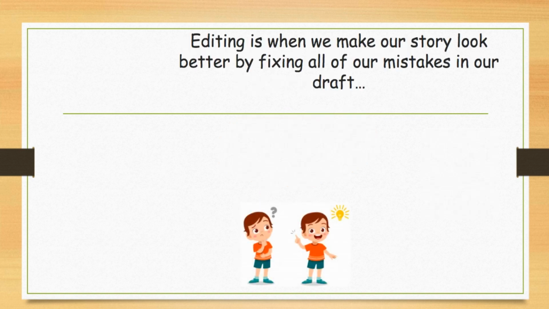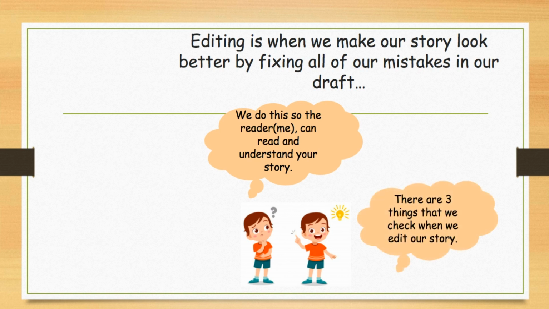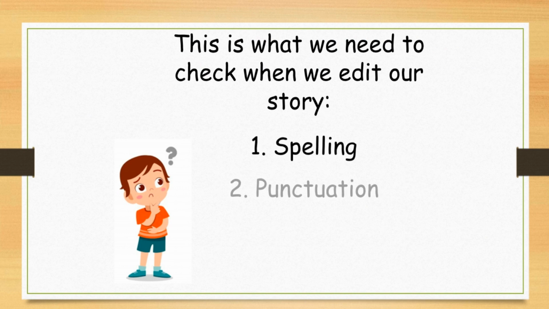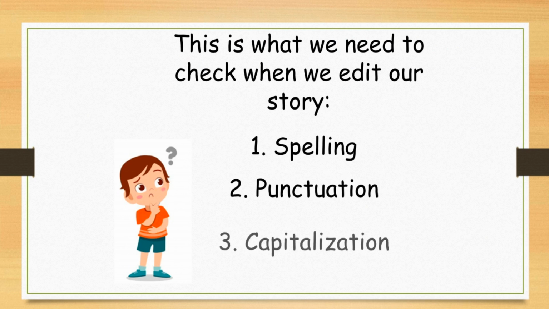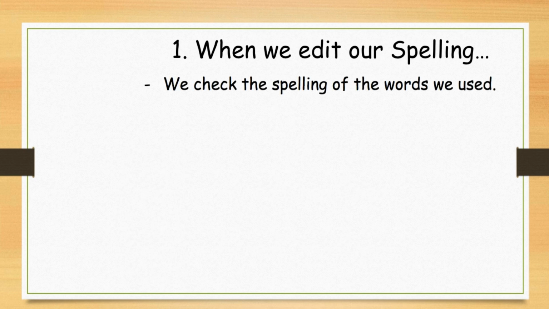Editing is when we make our story look better by fixing all of our mistakes in our draft. We do this so the reader, me, can read and understand your story. There are 3 things that we check when we edit our story. This is what we need to check when we edit our story. Number 1, spelling. Number 2, punctuation. And number 3, capitalization.